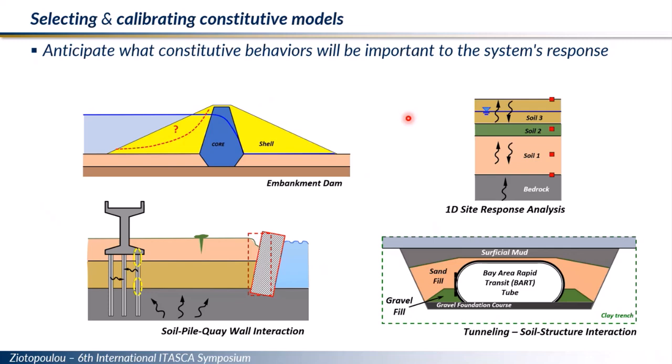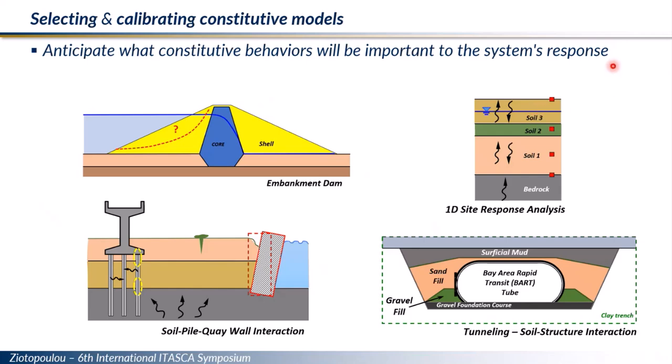Now, I talked about selecting the models and advertising what they do and what they cannot do. That is one, but then the evaluation of whether a model is for you or not has to do with understanding what type of system you're dealing with. And if the model is not capable of doing sloping ground conditions, for example, it does not matter if you're doing a site response analysis, and so on and so forth. So we need to always anticipate what constitutive behaviors are important to our system response, and that doesn't take long to do.